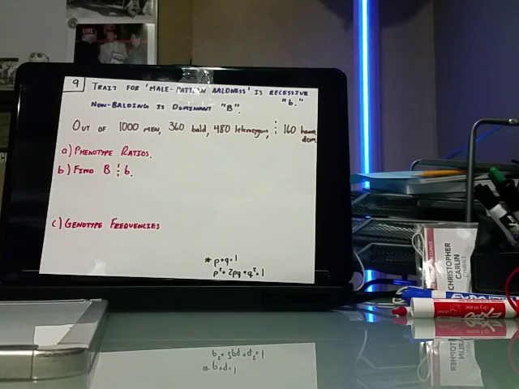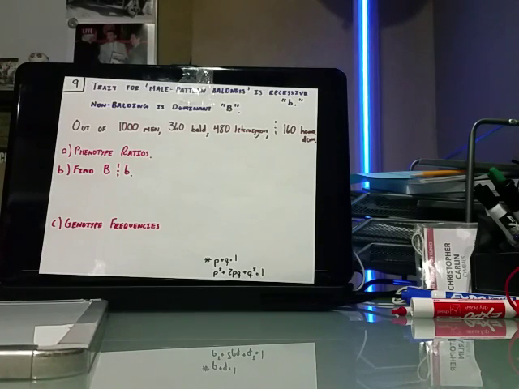So the data they provide you with is, out of 1,000 men, 360 had male pattern baldness, which would be homozygous recessive in this case. The other 480 did not have baldness and were heterozygous, meaning they did not have the non-balding. And then 160 had a full head of hair, which would be our homozygous dominant.